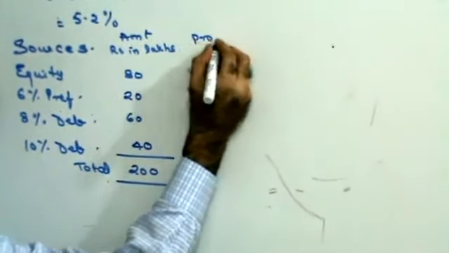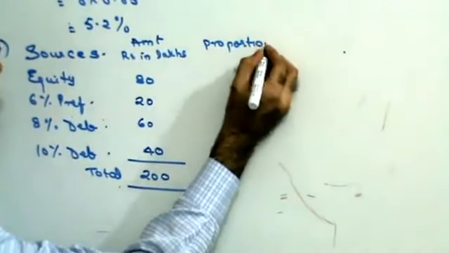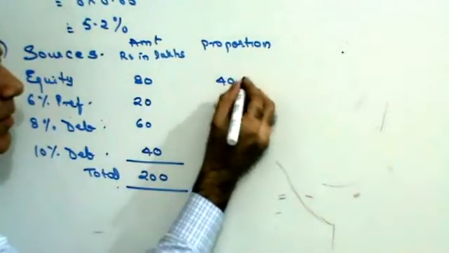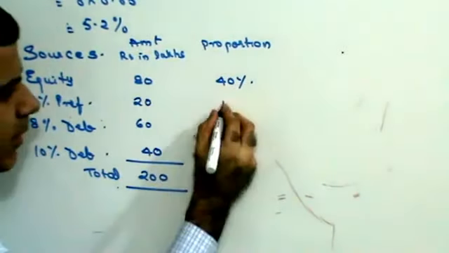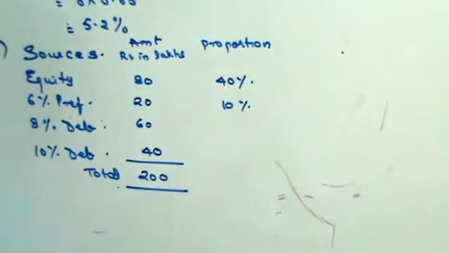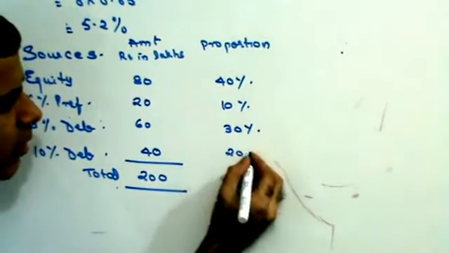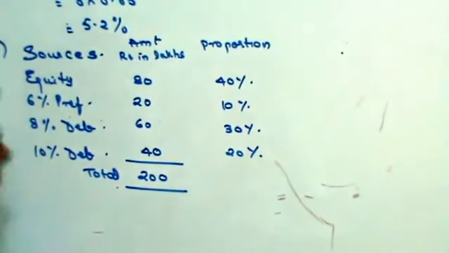Find out proportion. How do I find out proportion? 80 divided by 200, 40%. 20 divided by 200, 10%. 60 divided by 200, 30%. 40 divided by 200, 20%. Right?